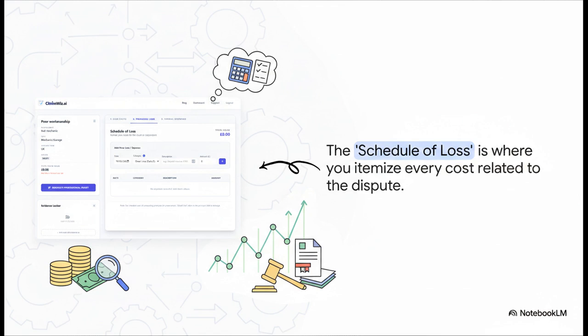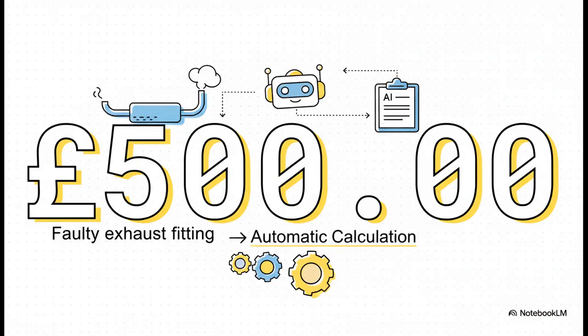It just adds this layer of professionalism and seriousness that you just don't get from quoting a single lump sum. So for our example case, let's say it's a faulty exhaust fitting. We've put in that one single cost. The system automatically totals it all up, and there you have it, a clear final claim value of £500.